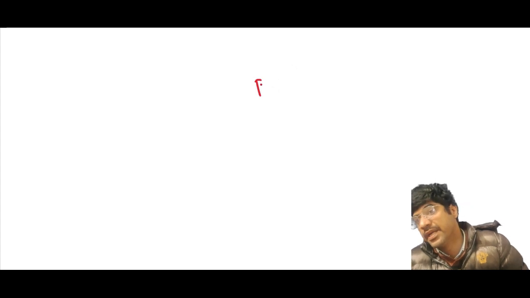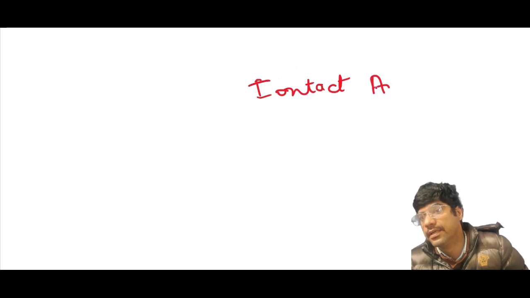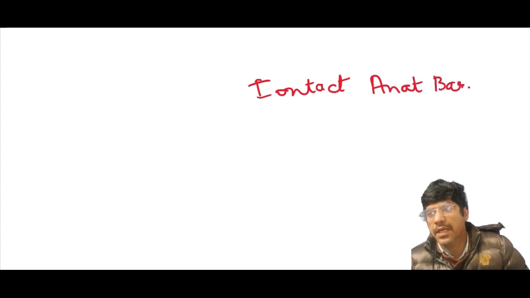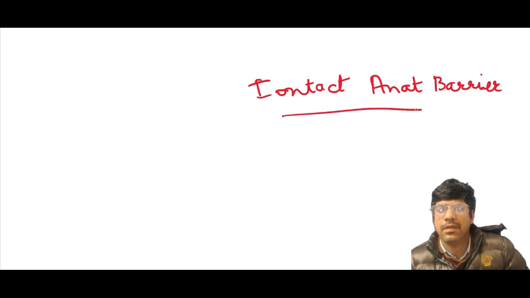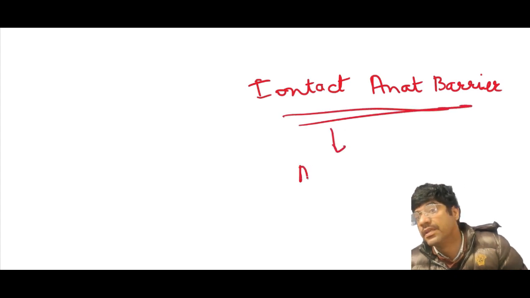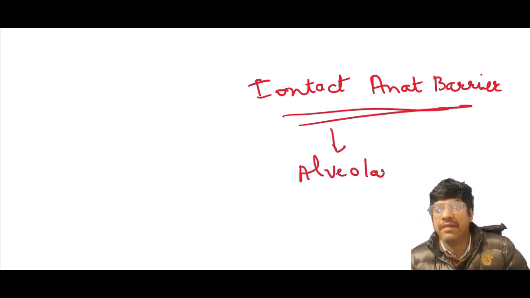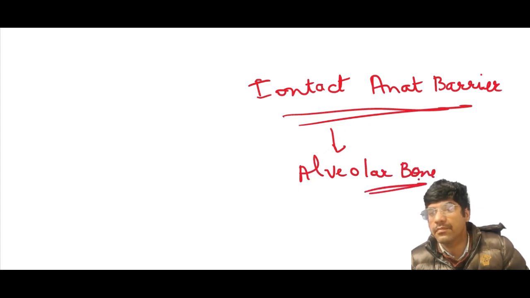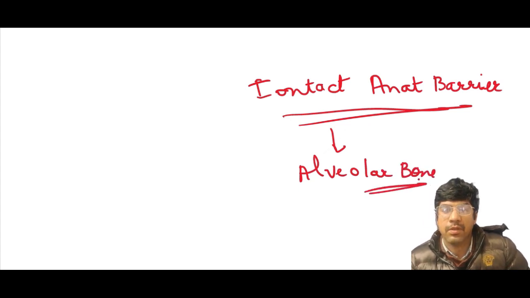Now let us discuss the local factors that would affect the spread of the dental infection. They could be the intact anatomical barriers. What are those barriers? They could be alveolar bone. The bone acts as a first barrier to prevent further spread of the periapical infection. As the infection progresses within the bone, it spreads and extends toward the cortical plates.